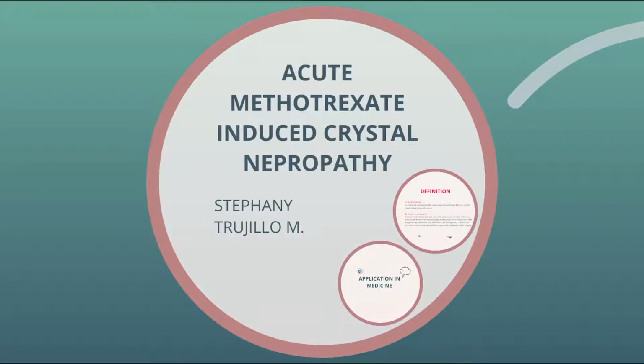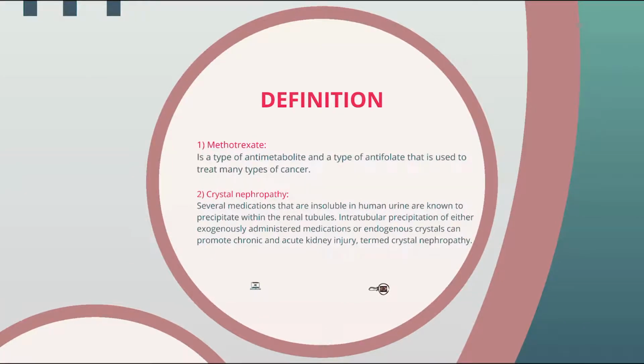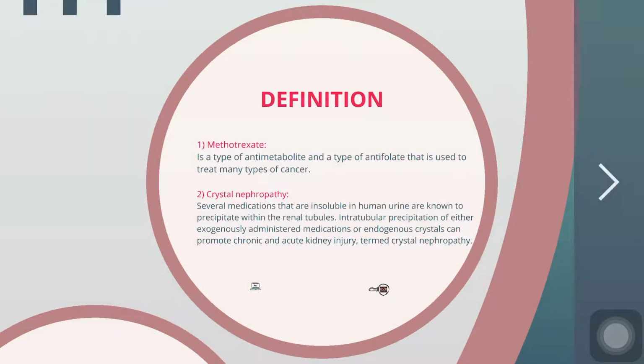Acute methotrexate-induced crystal nephropathy. Definition: Methotrexate is a type of antimetabolite that is used to treat many types of cancer. Crystal nephropathy: several medications that are insoluble in human urine are known to precipitate within the renal tubules. Intratubular precipitation of either exogenously administered medications or endogenous crystals can promote chronic and acute kidney injury, termed crystal nephropathy.